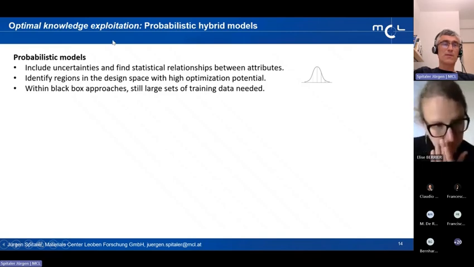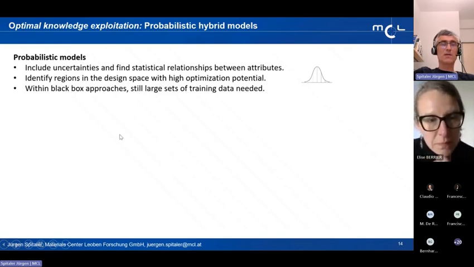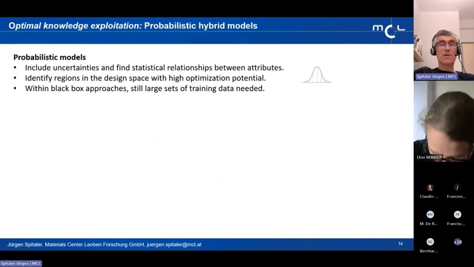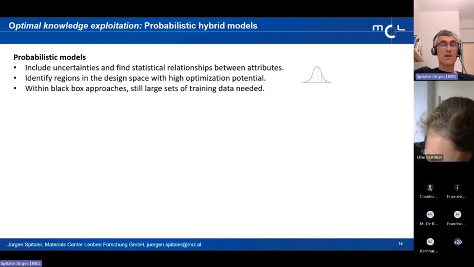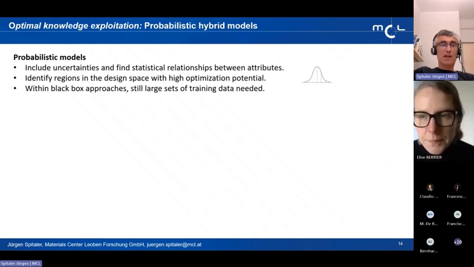First of all, we are dealing with probabilistic models. That means we include uncertainties in data points and in the model parameters. Using such models, we can also find statistical relationships between attributes in the model. Using probabilistic models enables one to identify regions in the design space with high optimization potential, either because they promise to be good in terms of materials properties already, or because maybe the uncertainty is very large in certain regions, such that you can improve the model by really going to that region and doing experiments there. So they have attractive properties.